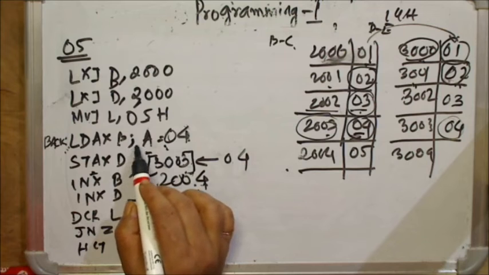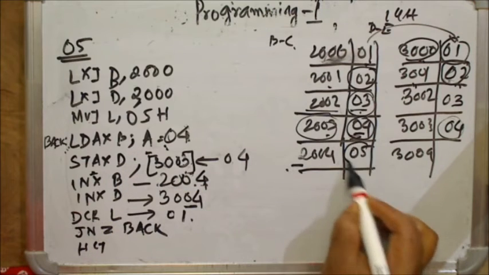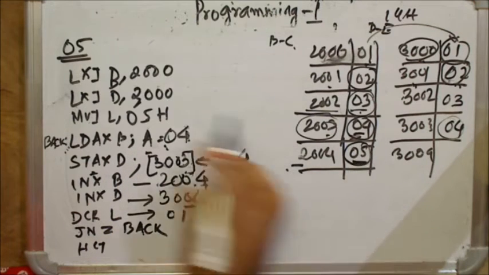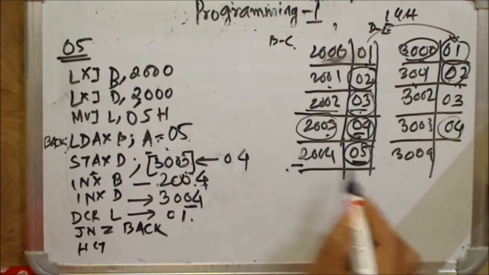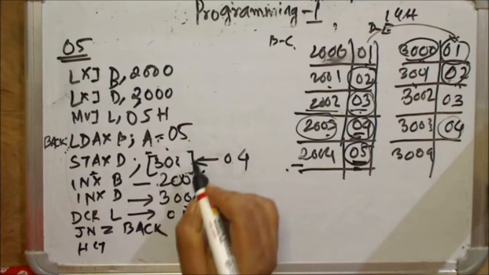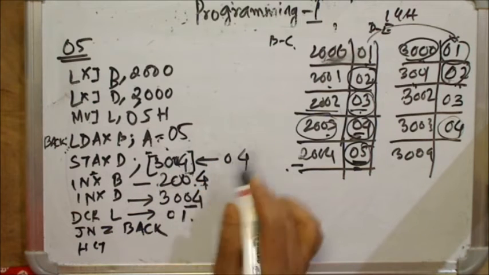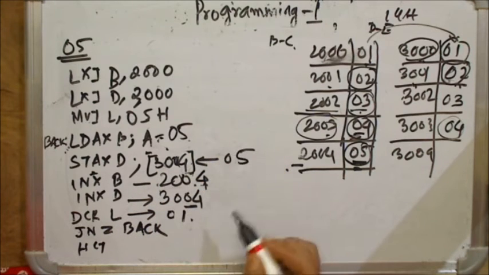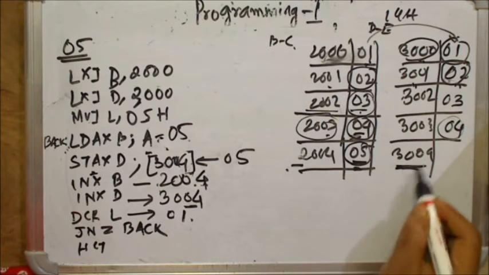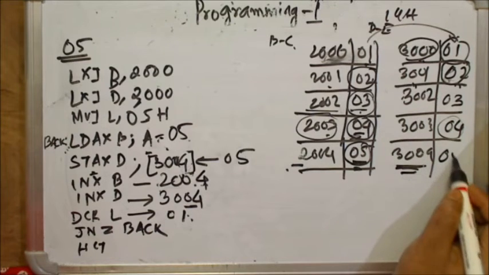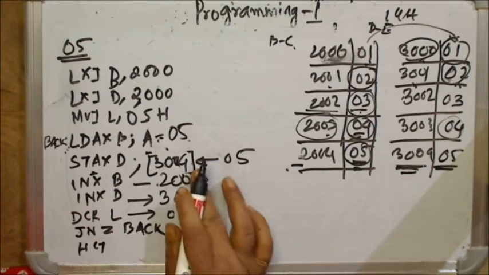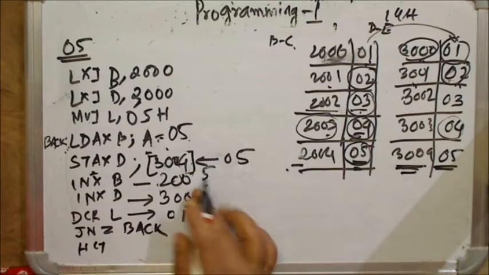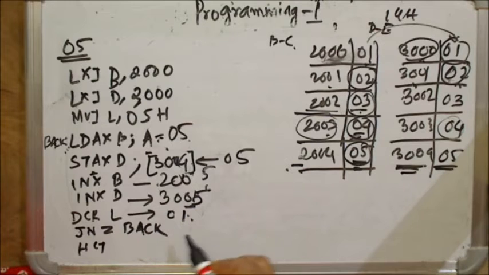So BC pair is now 2004. So A is loaded with the data located in 2004. So A is now 05. Okay. So in 3004, the data of the accumulator will get stored. DE pair is now 3004, so the data of the accumulator, that is 05, will get stored in 3004. Okay. Then again it will be 2005 and it will be 3005. DCR L. Now L will become 0.